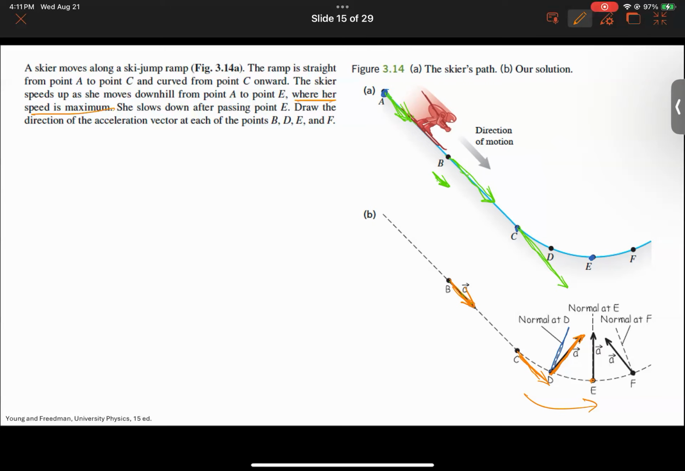Okay, so ibig sabihin, mag-change na rin siya ng direction, at babagal na yung speed. So at that point, yung velocity vector will be pointing along the parallel line. Now dito, from point E to F, mabagal na yung kanyang speed. So, ibig sabihin yung acceleration vector will be behind the normal line. Kung ito yung normal line, then ito yung acceleration vector. Okay? So, yan yung nangyayari dun sa acceleration vectors for this particular example.